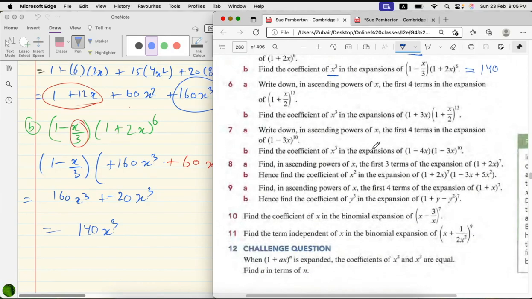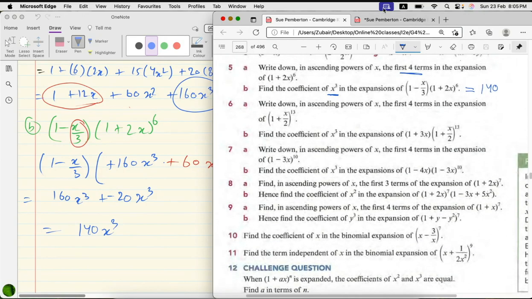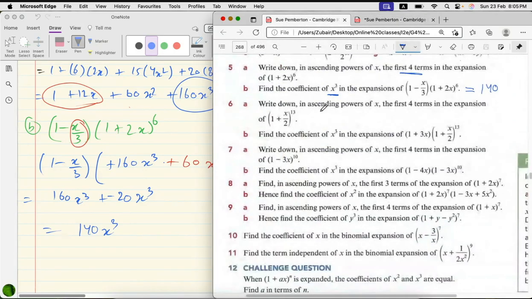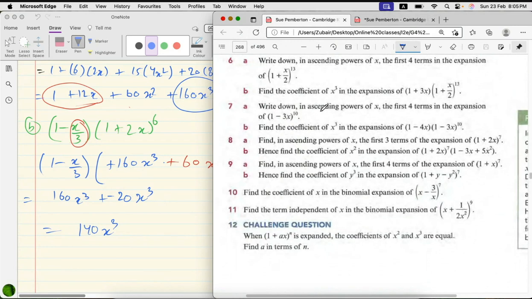Okay, question number 6. Let me verify that as well. Number 5 was 1, 12, 60, 160 and 140. Question 6. Should I also do question 6, right? Yeah, question 6. That is exactly like question 5. A little, I would say, difficult terms or fractions.